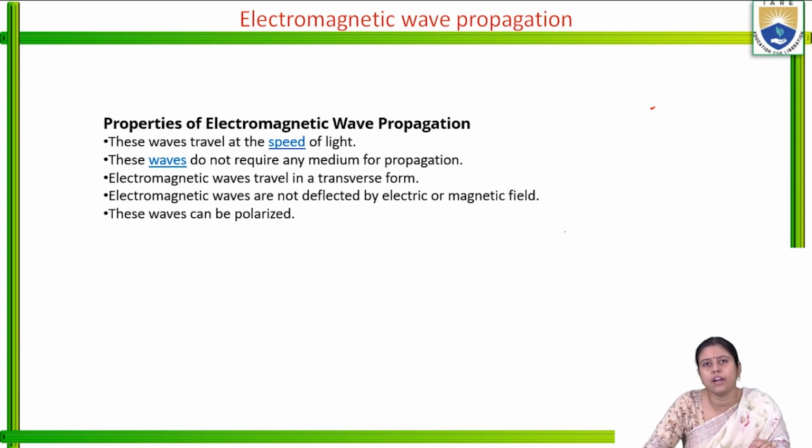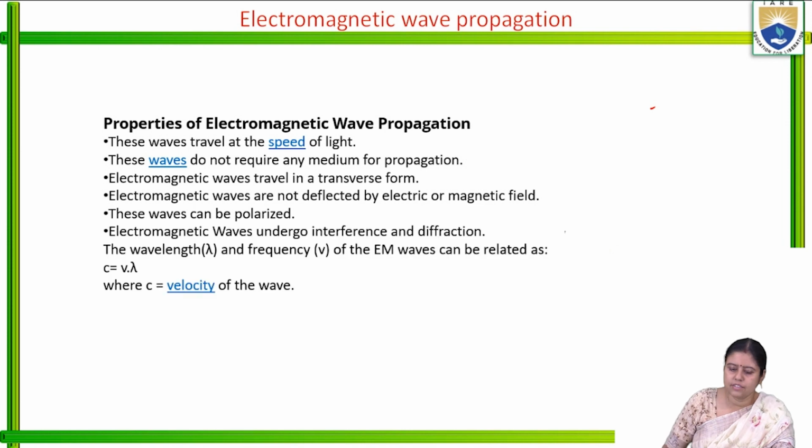These waves can be polarized. If we keep it in an electric field and we send this wave, it can be polarized. The positive will go to one side and negative poles will go to the other side. Similarly, the north poles will go to one side and south pole goes to the other side. So electromagnetic waves can be polarized. The electromagnetic waves undergo interference and diffraction. If the wavelength is lambda and the frequency is nu, then we can write the speed c is equal to lambda times nu. C is the velocity of the wave.